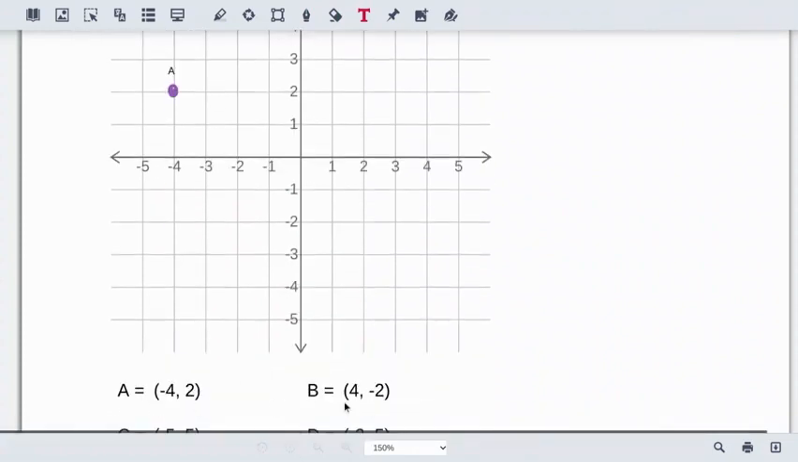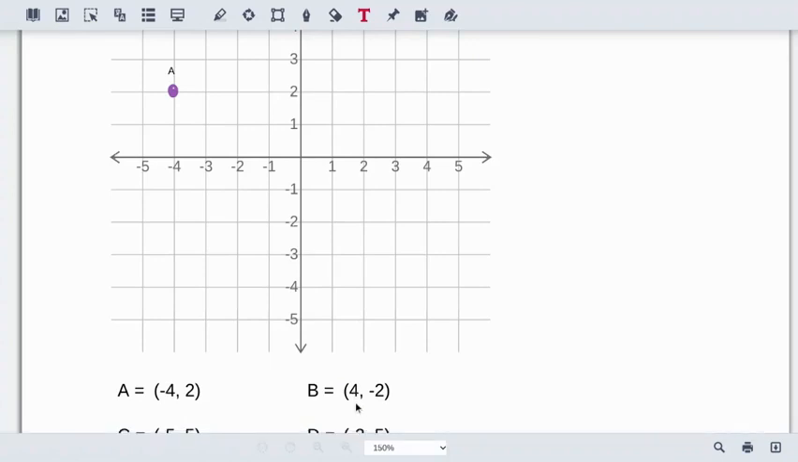So B, look at this right off the bat. It's the exact same numbers, but we've got to be really mindful of where the negatives are. So in B, we have a +4 for our x value and a -2 for our y. So I'm going to go over to the +4, and I'm going to go down to the -2. So I'm going to put my dot here, and let's see if I can make a letter B with my touchpad here. It's so much easier when I use the mouse, but that looks like a nice B.